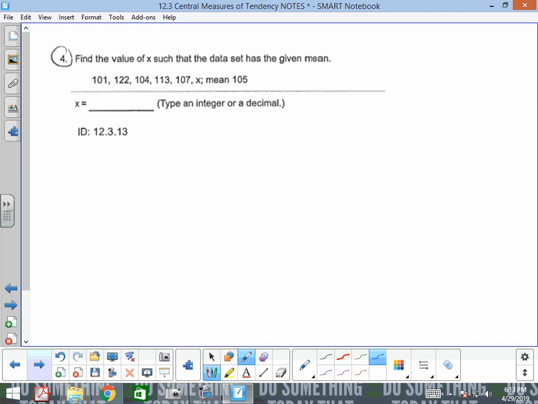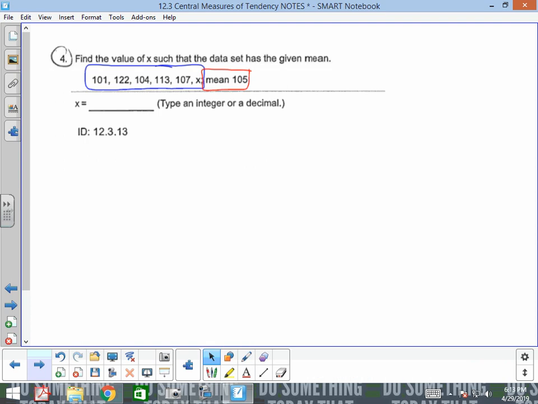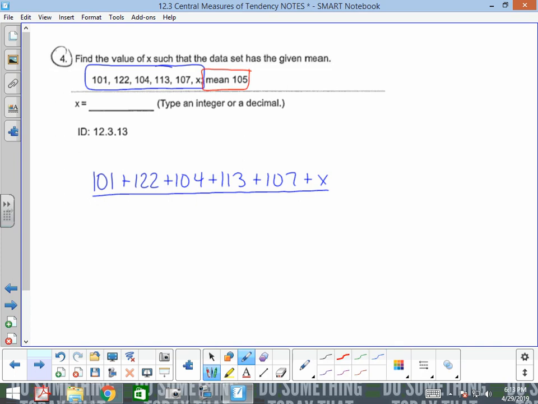All right, number 4. You probably have seen this type of problem on the ACT. They give you a list of data, but one of the data values is X. Then they tell you what the mean is. So we're going to use the formula for finding mean. We first add all the numbers in the data set together: 101 plus 122 plus 104 plus 113 plus 107 plus X. Whenever you count how many numbers there are, make sure you count X in that data set. So we divide by 6, and that equals the mean of 105.